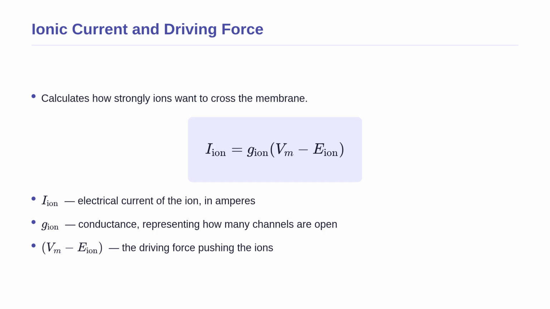If the driving force is large, ions will rush across the membrane very quickly. If the membrane voltage equals the equilibrium potential, the driving force becomes zero and no net current will flow.